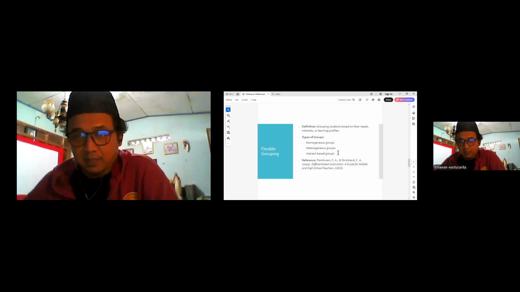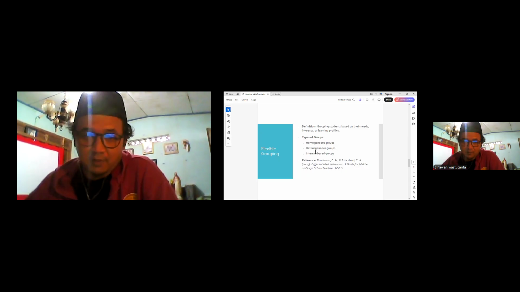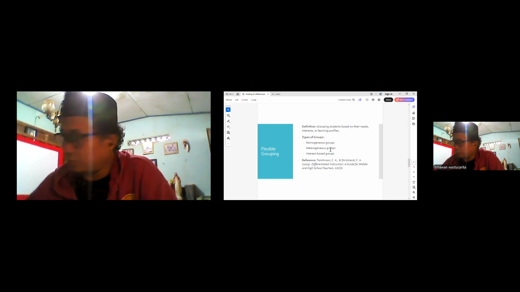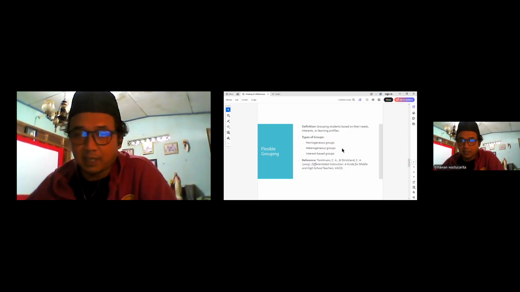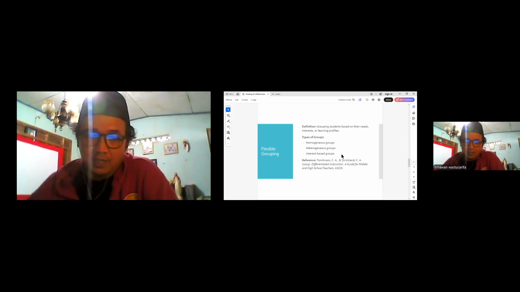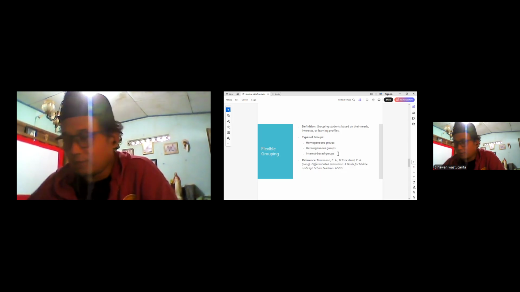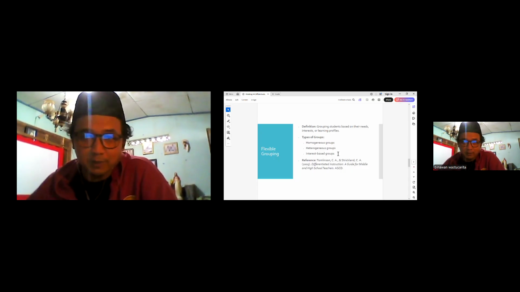Flexible grouping, yeah. Types of groups could be homogeneous groups, yeah, same sex, same interest, same level. Could be heterogeneous groups, different levels, different sex, different background, and interest-based groups, similar in hobbies, interest, for example. So you keep changing the students' groups. Mix could be sometimes random also.